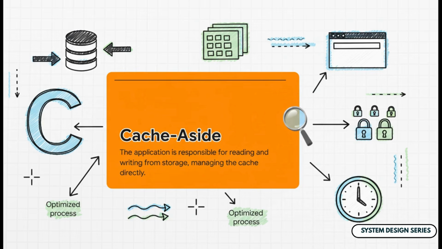The application itself is basically the smart gatekeeper. It's programmed to always check the fast lane, the cache, first. Only if it comes up empty does it bother to take the slow road to the database. And when it does, it makes sure to put that info in the cache for the next time. It's a classic for a reason. It's simple and it works incredibly well for building fast systems.